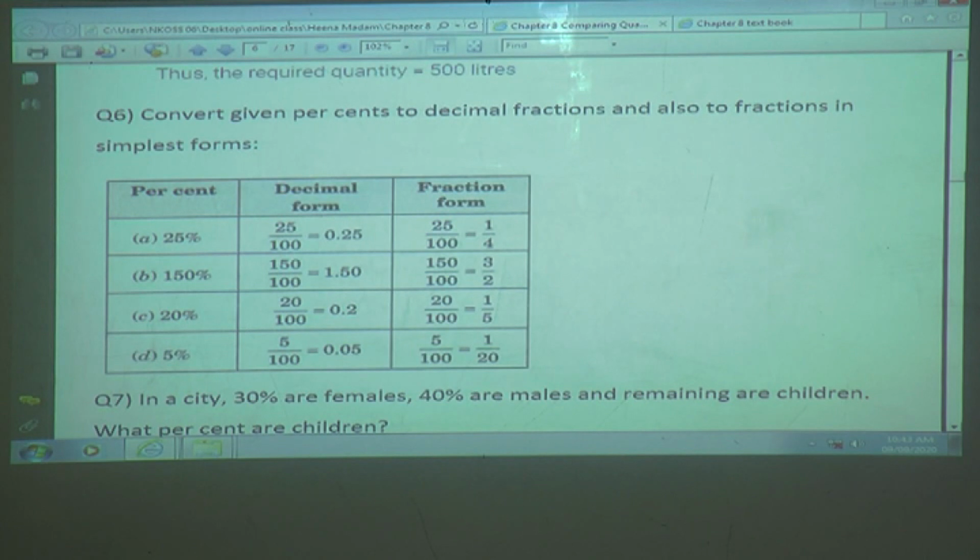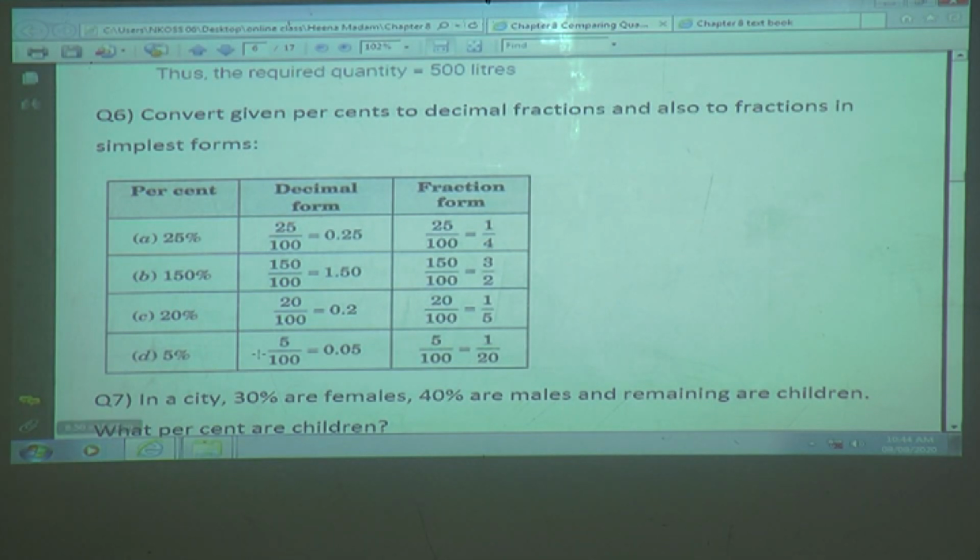Reduced to the lowest terms, it will be 3 upon 2. Here 20% is equal to 20 upon 100, so it will be 0.2. Here the fraction will be 20 upon 100. After reduction we get 1 upon 5. Here in the 5%, 5 upon 100, so 0.05 in decimal form. When we write it in fraction form it is 5 upon 100, which after reduction we get as 1 upon 25. So we have learned that a percentage can be written in decimal form as well as in fraction form.